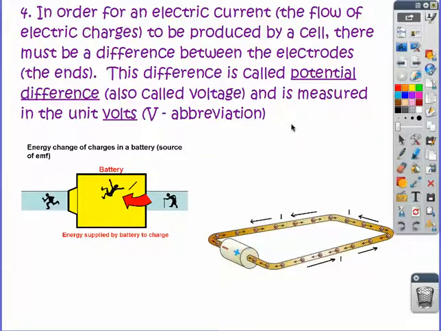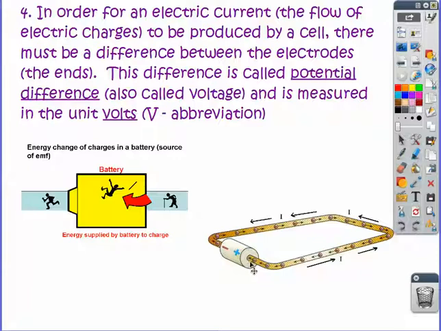So when we have electricity flow from one location to another, especially when we're using a cell, there has to be a difference between the positive side and the negative side in order for electricity to flow through. We call this potential difference. It's also sometimes referred to as voltage, and it's measured in a unit called volts, and we'll talk more about that in our next video and during our next lesson. But there needs to be this flow of electricity from the positive side out to the negative side and around.